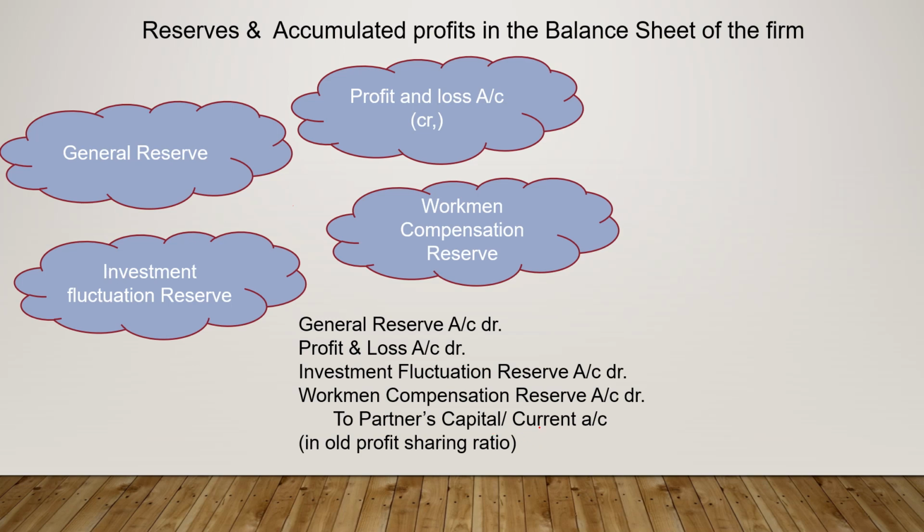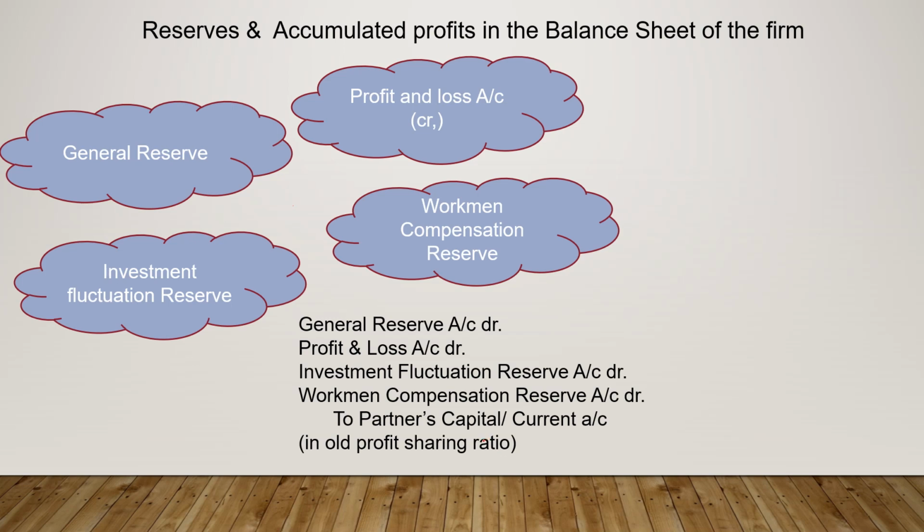Now, when do we use current account? When the fixed capital system is being followed, then two accounts are maintained, capital and current account, and at that point of time, current account is credited. If fluctuating capital is followed, only the capital account would be present and that would be credited. So this is the journal entry where you debit the relevant reserves and credit the partner's capital or current account in their old profit sharing ratio.